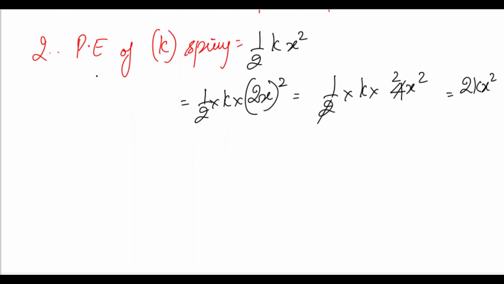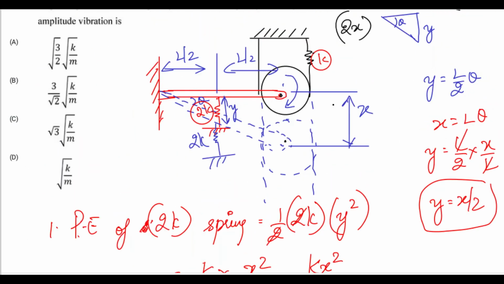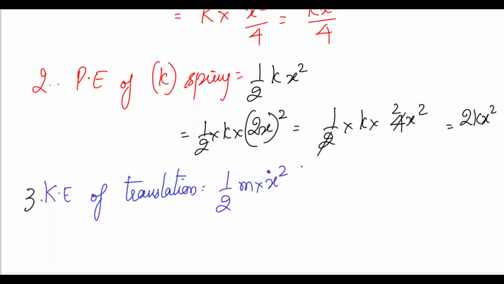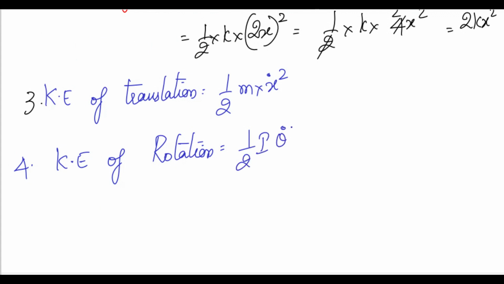So now next, we shall solve the next thing, which is the kinetic energy formed due to translation. Kinetic energy of translation should be equal to half m v square, which is x dot square. Let's have it as such. And next is kinetic energy of rotation, which would be equal to half I theta dot square.